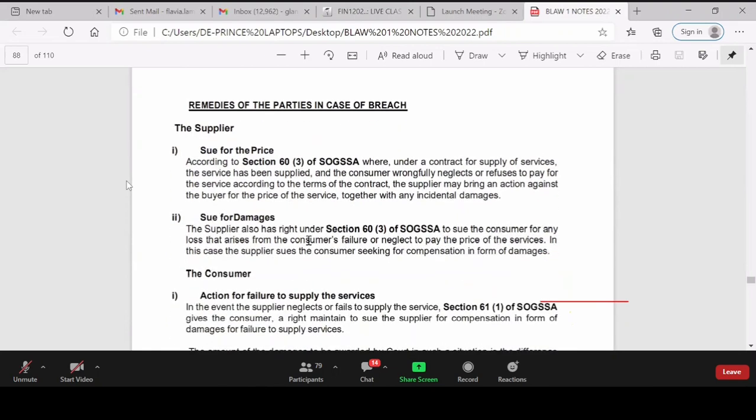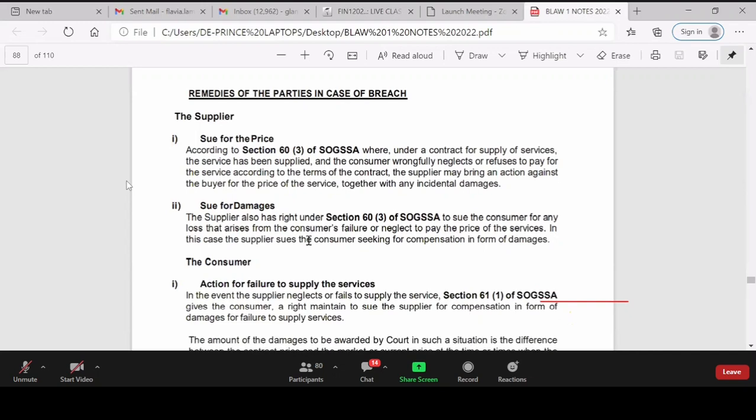Then remedies of the parties in case of breach. If a breach occurs, what is the remedy in that case? One is to sue. First, we begin with the supplier of the service. He can sue for the price.